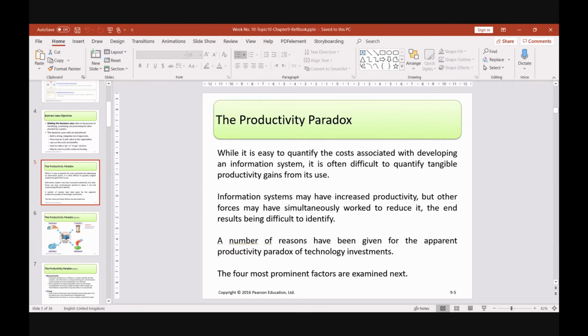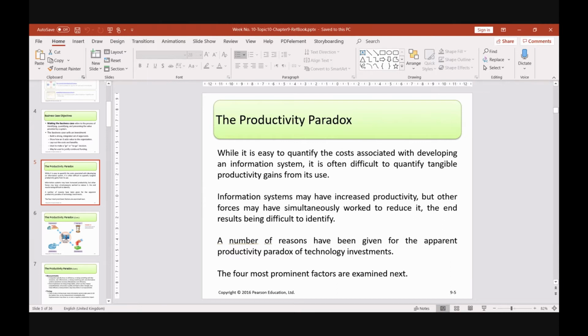While it is easy to quantify the cost associated with developing an information system, it is often difficult to quantify tangible productivity gains from its use. So there are many things that you cannot quantify, you cannot measure. Are you still getting profit? Is there still a problem or not?